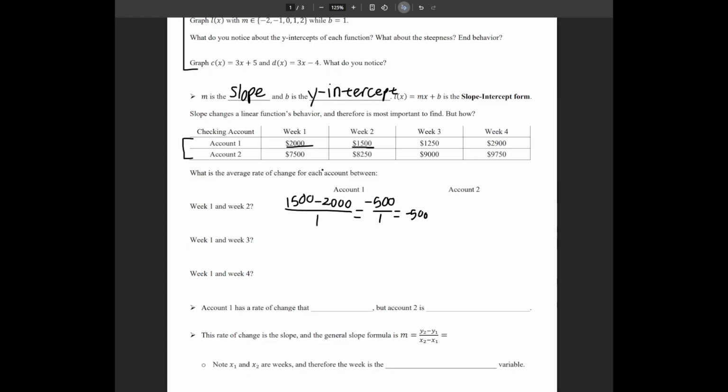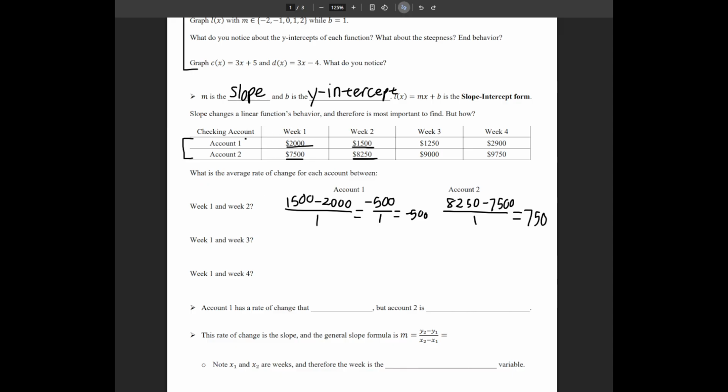Account 2, we will do something very similar. So our ending price minus our starting price. So 8,250 minus 7,500 divided by however much time has passed, which in this case is still 1 week. And this should just give us 750. All right. Next up, what we have is the time in between weeks 1 and 3.